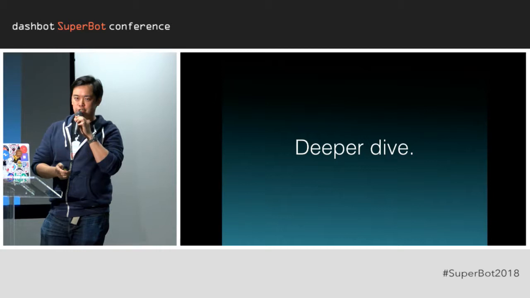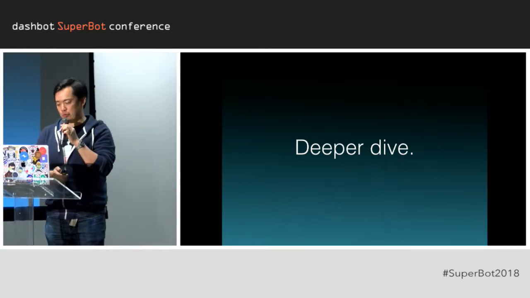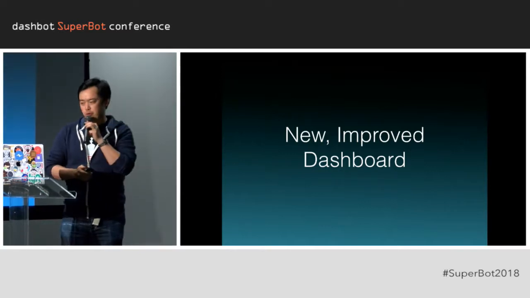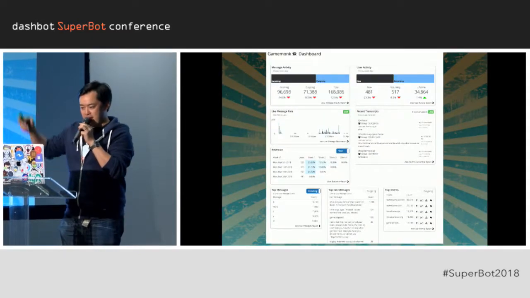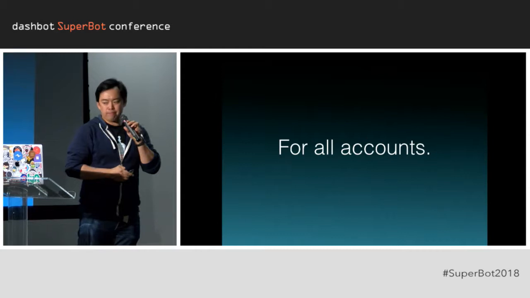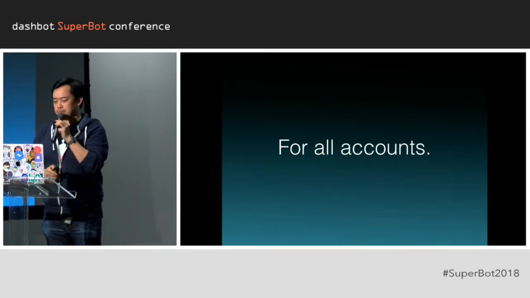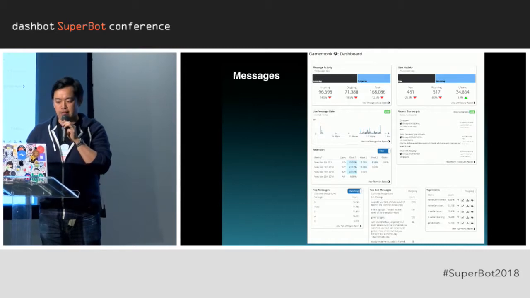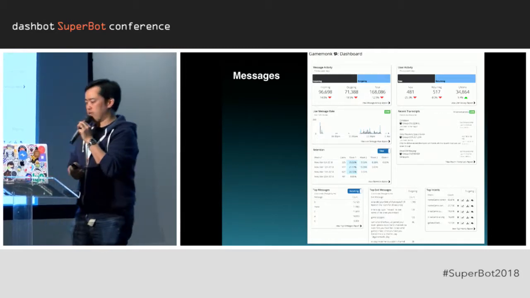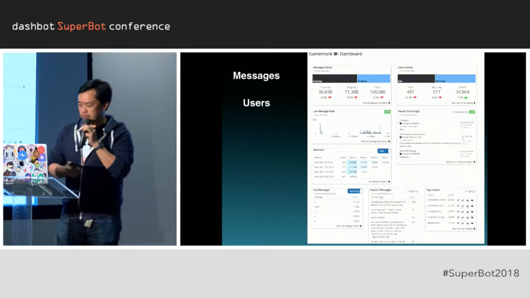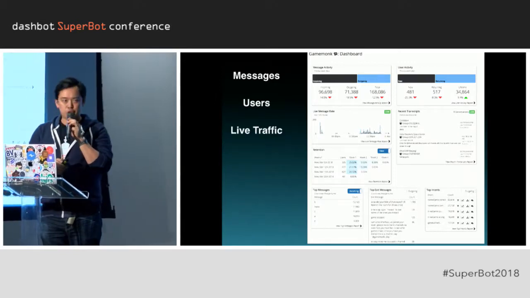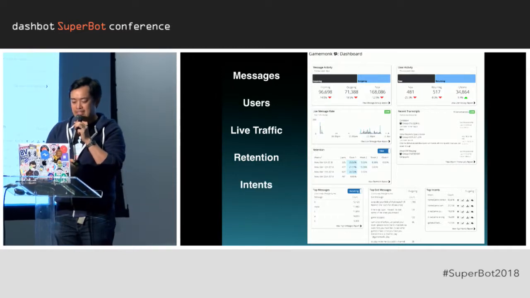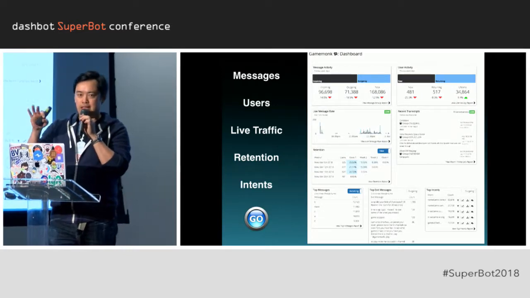So I promised you a deeper dive into the new features we're launching today. First is the new and improved dashboard. Yay! It's launched today for all accounts, and I'm really excited about it. At a very high level, you'll be able to see in one view message count, user activity, live traffic to your bot or skill, retention, and intents, all contained within one view.